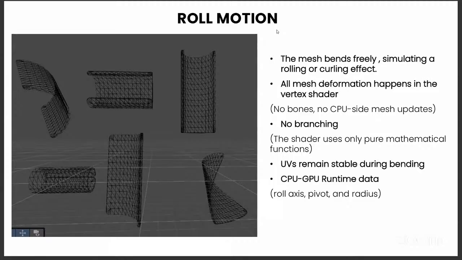I've developed two systems for the motion-based bending. The first one is called raw motion. It simulates curling or rolling effects. This allows the developer to bend the mesh in real time in any direction or shape they want. The developer just defines the target bending, like the pivot point, the roll axis, and the radius of the bend. And the system handles the animation automatically with smooth tween transitions.